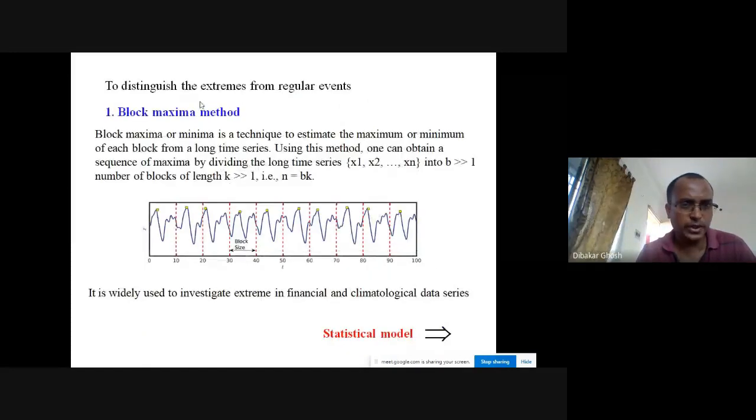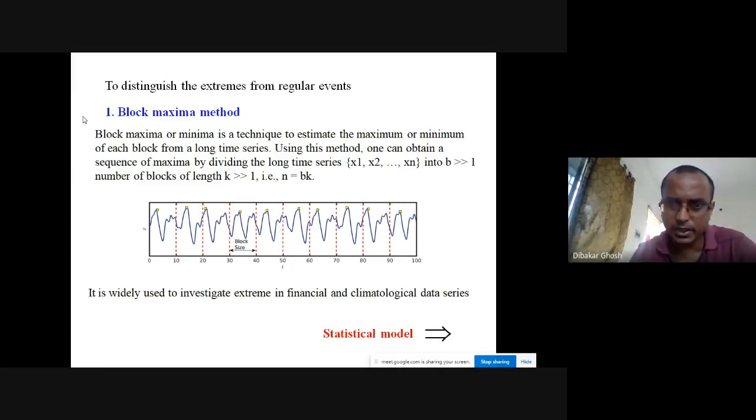And their probability of occurrence is very small. One thing I will tell you: extreme events are rare events, but rare events are not necessarily extreme events. Only if a rare event crosses some threshold do we call it an extreme event. So before the study of extremes in dynamical systems, we first have to distinguish the extremes from the regular events.